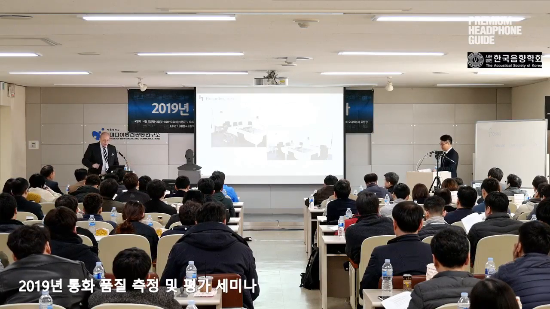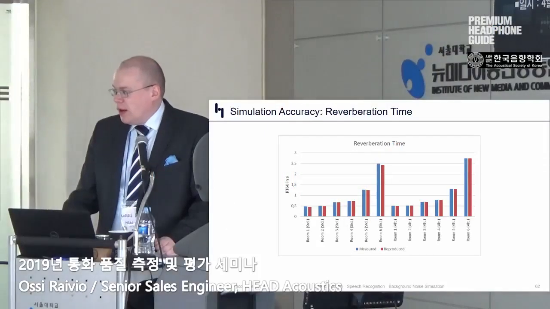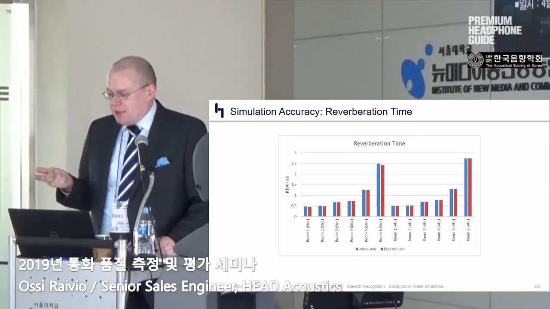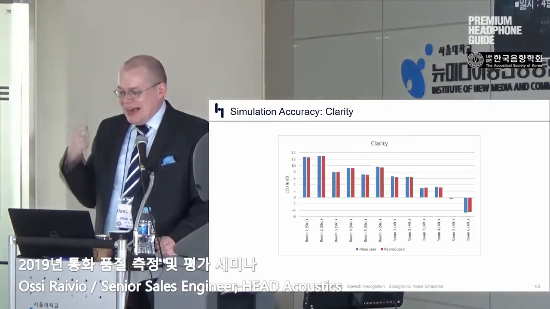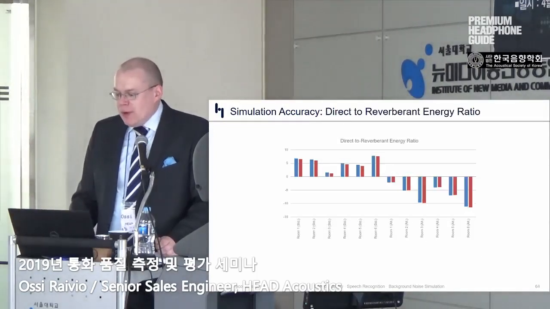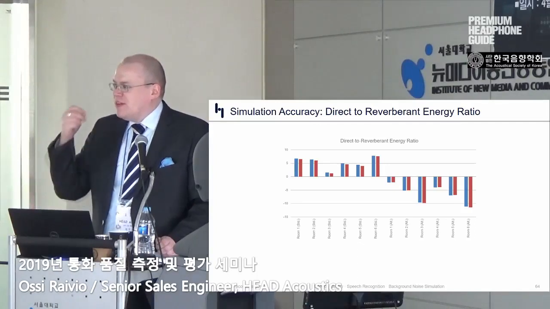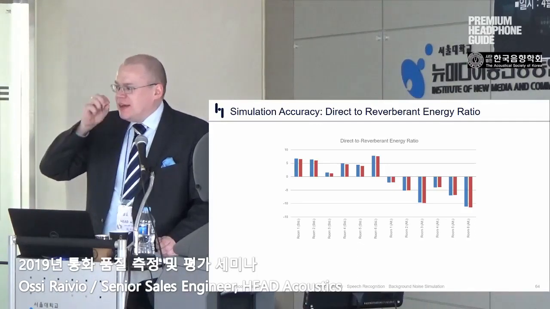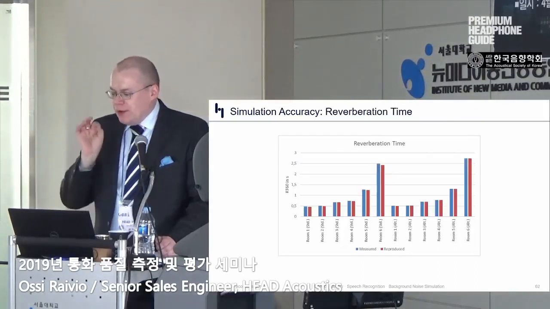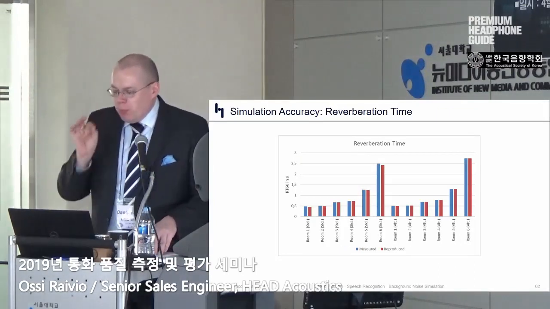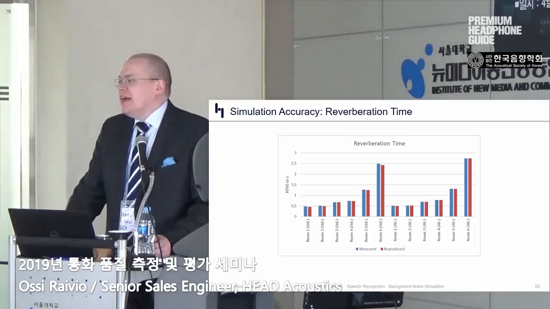Then, simply showing you the results. The blue one is the measured parameter. So we were looking at three main parameters. First of all, reverberation time, so RT60. Then we were looking at the clarity, C50. And then we were looking at the direct to reverberant energy ratio. So this is what I was just talking about. This is the amount of energy included in the direct path and how much energy is coming from the reverberation. So in all of these graphs, the blue one is the actual, so the real result, and the red one is the simulation.